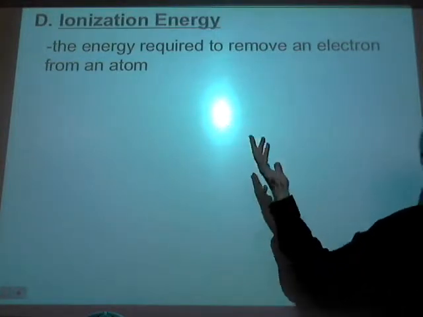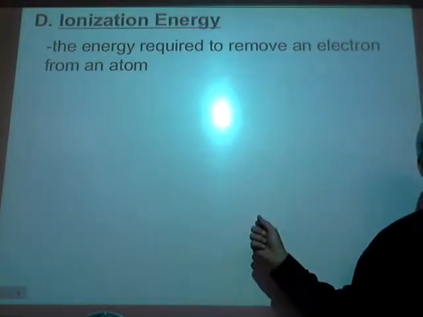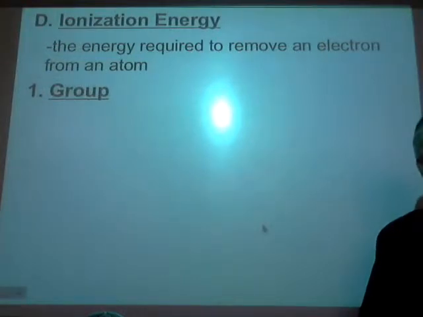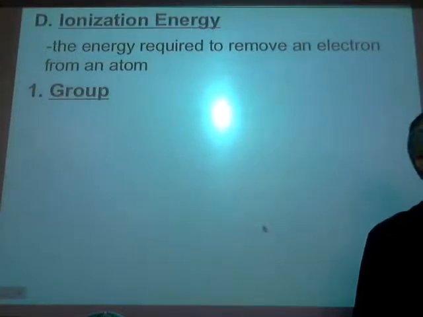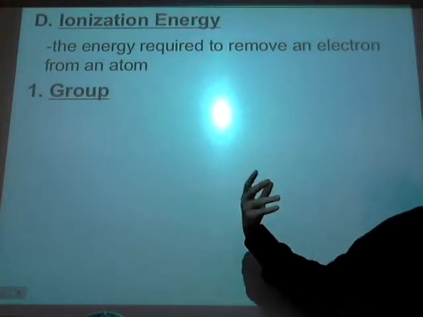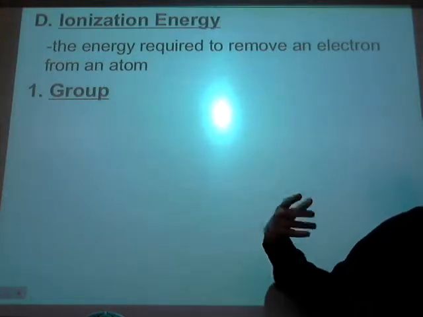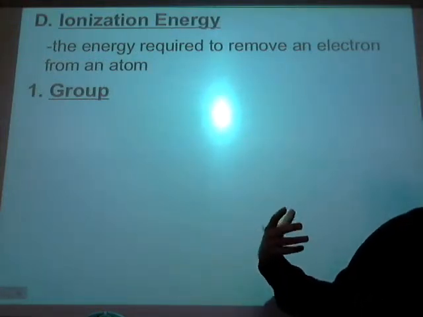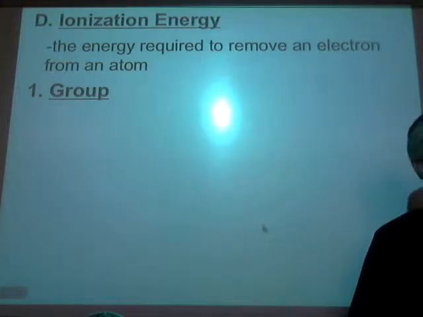As I go down, well, first of all, what's the next thing that's going to come up? Group. Okay, so as I go down a group, what are you going to expect? Is it going to get easier or harder to remove an electron as you go down a group? Easier. Everybody agrees it's going to get easier. So the amount of energy it's going to take is going to be what? Less. So what will the next statement say? It's going to say from top to bottom within a group, ionization energy does what? Decreases.